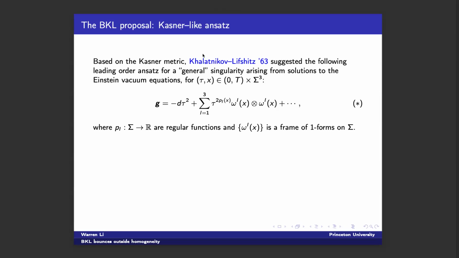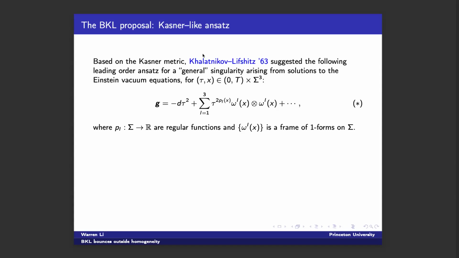But the difference is now that these exponents p_i, I'm now allowing them to depend on x. So x is the spatial variable, not the time. And as well as that, I'm allowing these directions to vary. Previously, these omega i's were these one forms, you could see this dx_i squared. Now I'm going to let them be arbitrary one forms on whatever spatial space.